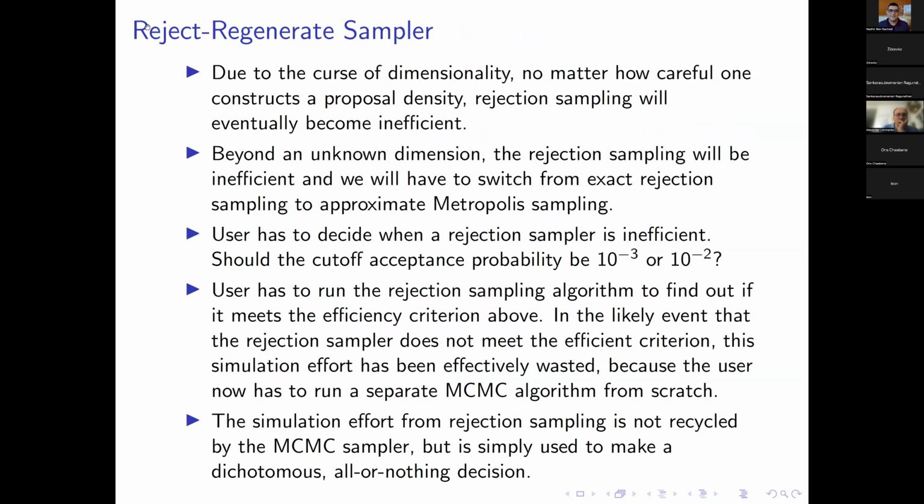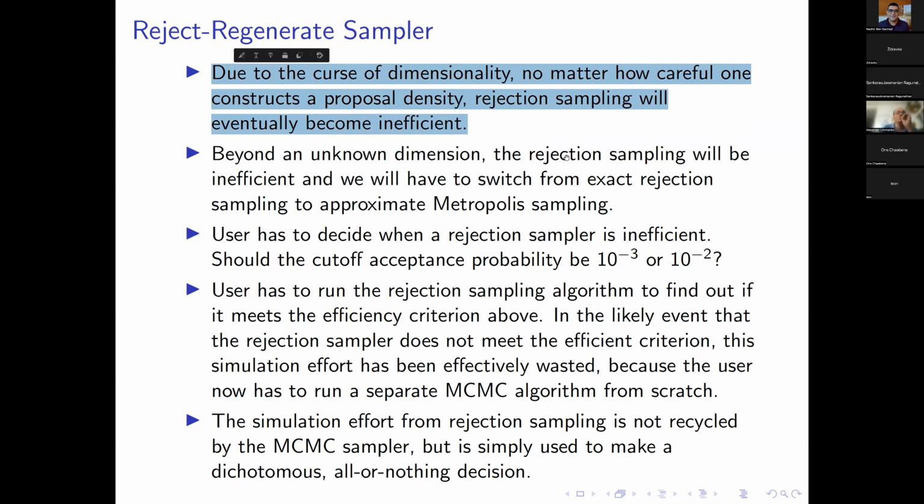So here I propose a reject regenerate sampler. The justification for this idea is that if you apply rejection sampling and it doesn't work, you just wasted a lot of time and simulation effort. And then you have to transition to Markov chain Monte Carlo.